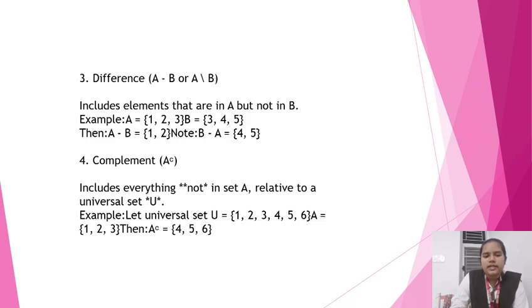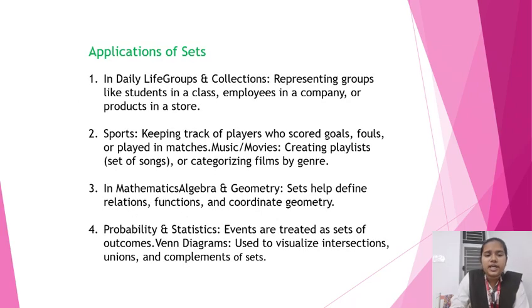That is our A complement equals 4, 5, 6, because by the definition, the complement includes everything not in set A relative to a universal set U. So here 4, 5, 6 are relative to the universal set. So that is A complement equals 4, 5, 6. It is about complement. Here we see some applications of sets.